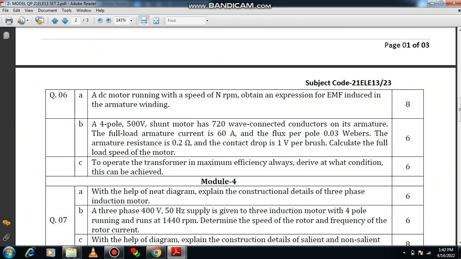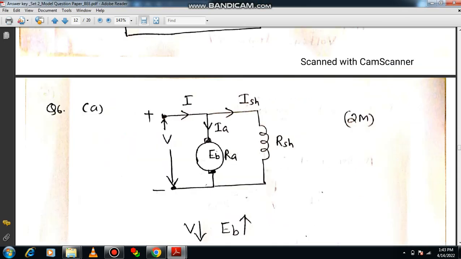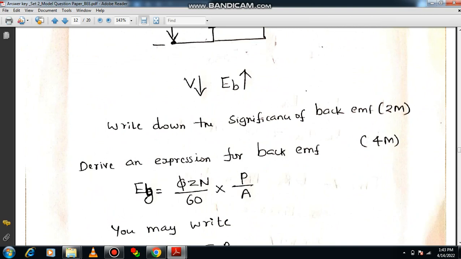Let's move on to question number 6a. Please read the question. A DC motor running with a speed of n rpm, obtain an expression for EMF induced in the armature winding. So you have to write the expression for EMF. How to write the expression for back EMF? That is the question. First you write the circuit diagram. Draw the circuit. This circuit diagram says a lot of information. From this circuit diagram derive the expression for EB.